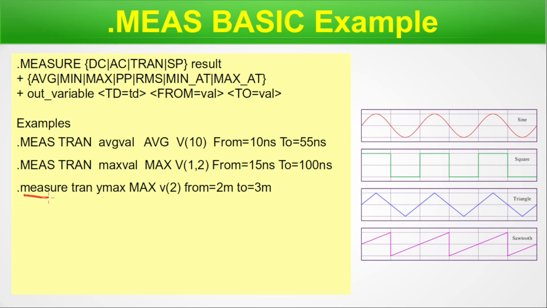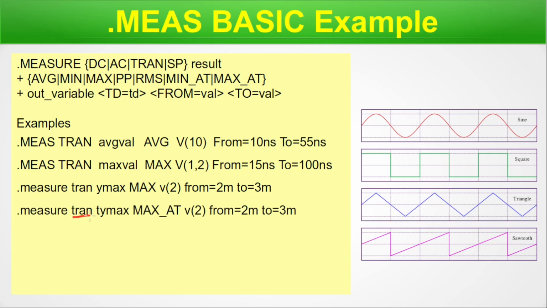Next, we have the dot measure TRAN. So you can see I am writing in both ways. The dot MEAS is the shorthand and the full form is dot measure. TRAN, then Y max, then max value from 2 milliseconds to 3 milliseconds. So again, say this is the waveform, the 2 milliseconds to 3 milliseconds. We want to find the maximum value of V2. So this is V2. This will operate on this waveform and we will get the maximum value.